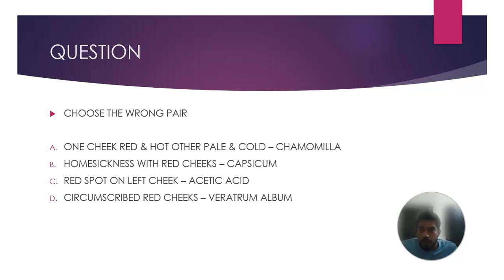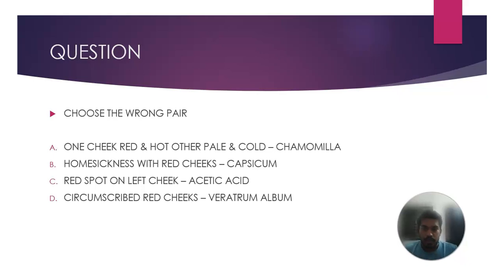So choose the wrong pair. Okay, you have one cheek red and hot, the other being pale and cold. Okay, this is matched to chamomilla. Again, these are the remedies that you are going to see afterwards, but since you have a left cheek showing red spot in acetic acid, which is mentioned in the C option, we know the C option is true because we just discussed it. Then you have A, that is one cheek red and hot, other is pale and cold, which is true for chamomilla. Homesickness with red cheeks and intense sleeplessness is a symptom of capsicum, which is again true.